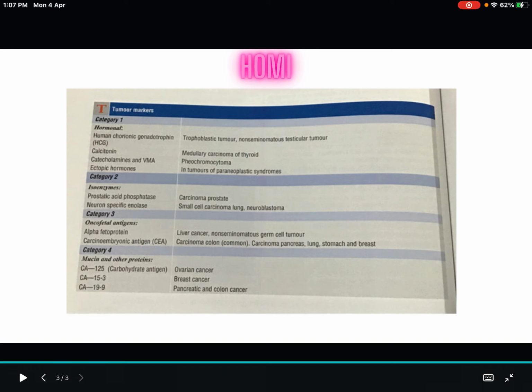And then coming to the mucin and other proteins, CA125 we know is ovarian, CA15-3 we know is breast, and CA19-9 we know is pancreatic and colon. And then coming to the last, isoenzymes: prostatic acid phosphatase will be elevated in carcinoma of prostate, and neuron specific enolase, NSE, is seen in small cell carcinoma of the lung.